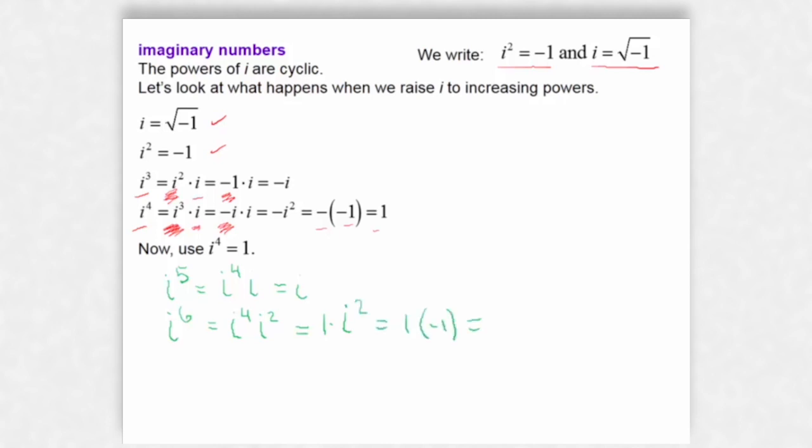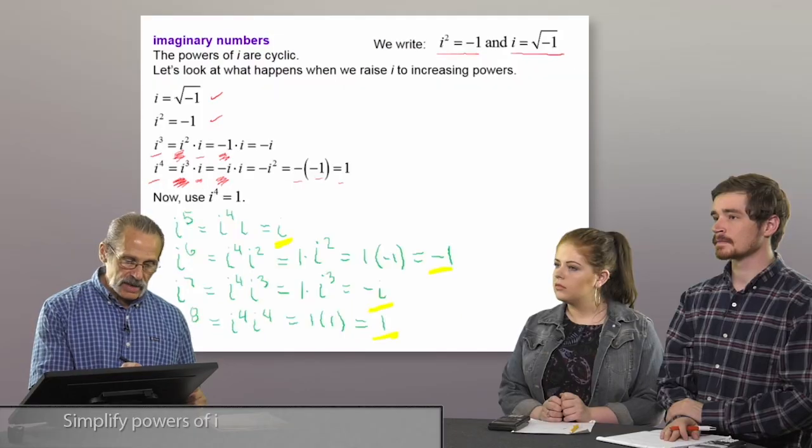Do you see a pattern starting to develop? That would be negative 1. For i to the seventh, I'll use the fact that i to the fourth times i cubed would give me i to the seventh. i to the fourth is 1, so now I have 1 times i cubed, and I know i cubed is negative i. And i to the eighth is i to the fourth times i to the fourth, which is 1 times 1, which is just 1. And it sure looks like I end up with i, negative 1, negative i, 1, just as I began my cycle.